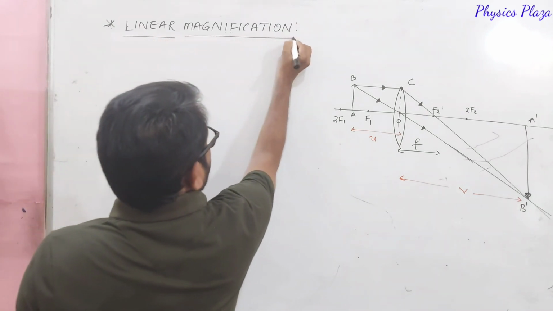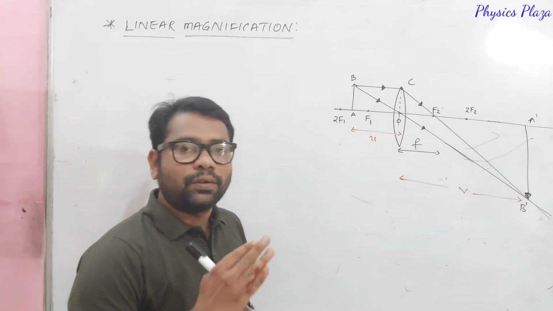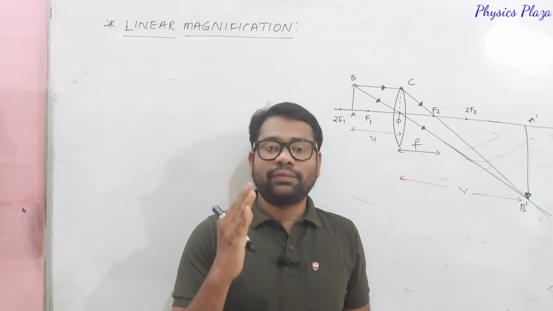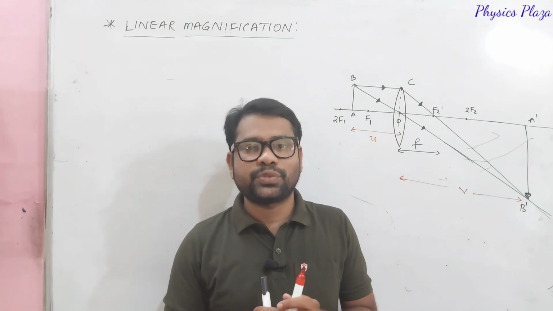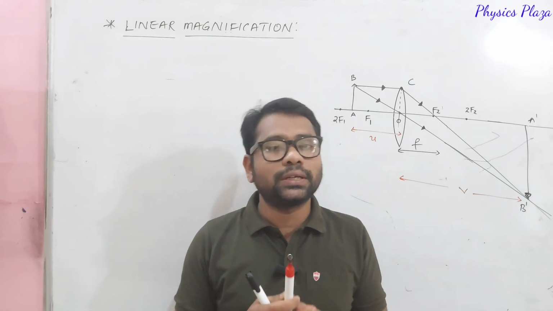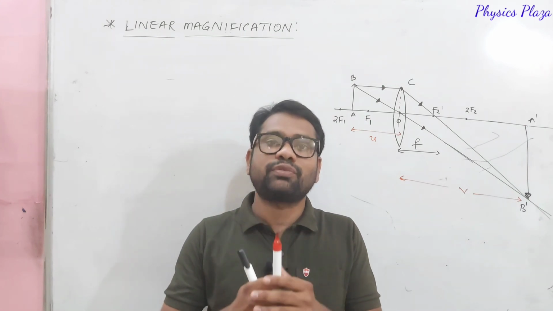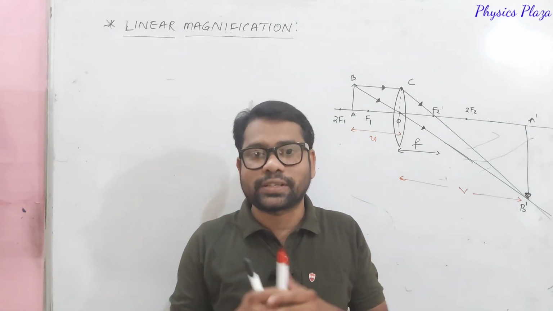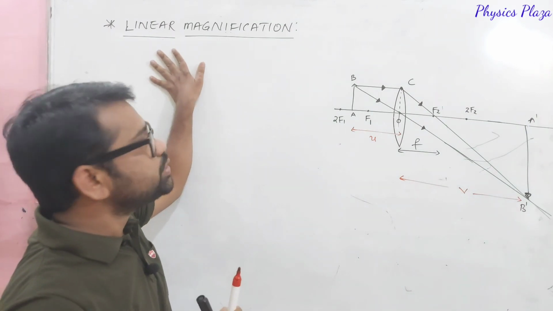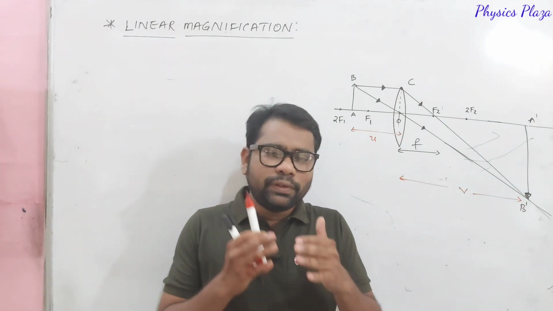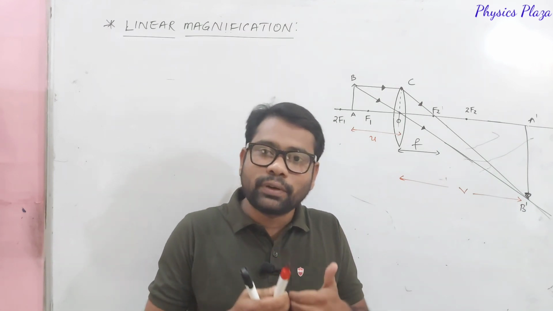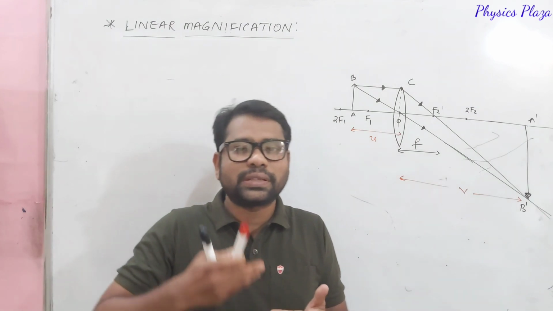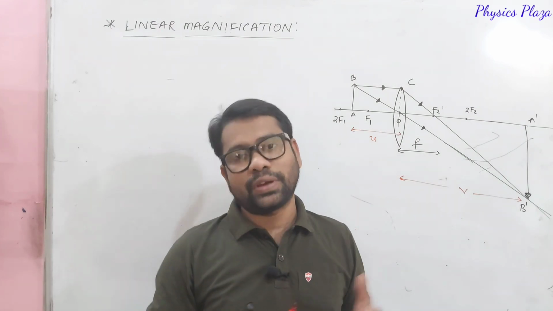Now we will discuss linear magnification. We are going to discuss what linear magnification is and how we are going to use this concept. Children, to come to conclusions regarding the characteristics of the image formed by a lens, either convex lens or concave lens, this linear magnification is very, very important. Whether linear magnification is positive or negative, less than 1, equal to 1, or greater than 1, these are the things we are going to discuss.